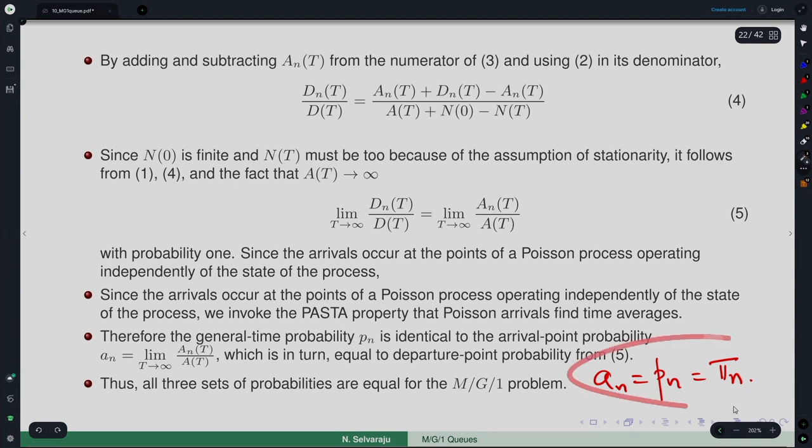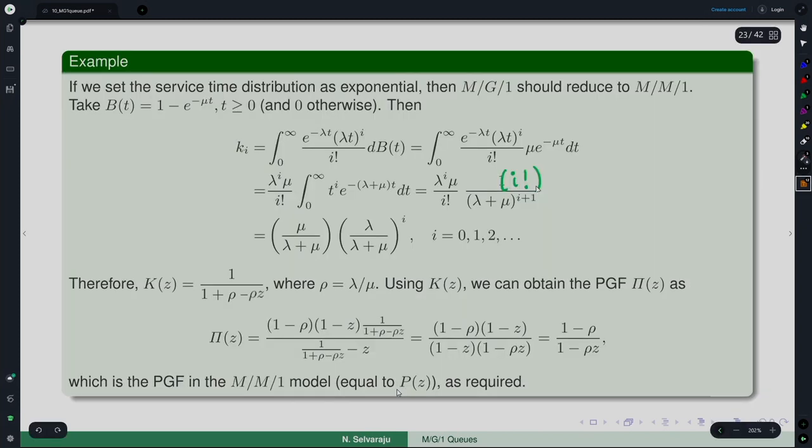So, that is what you are seeing here, right. All three sets of probabilities are equal for the MG1 probability. So, what we have obtained, though it is a departure point system size probability, can also be considered as the arbitrary time point system size probabilities, arbitrary time point mean value formulas, and so on. Okay. Let us quickly take an example before we close.